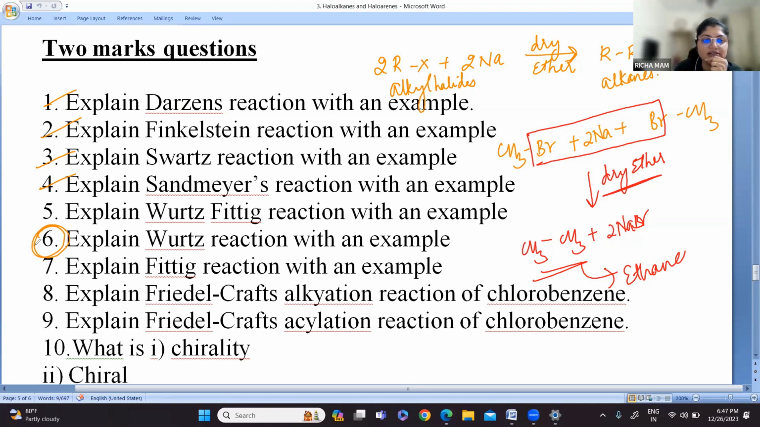Is Wurtz reaction clear? So please study the general reaction. This is the general reaction. Please study the general reaction as well as the example. So this is an example. Example and general reactions are very important. Please study both the things.